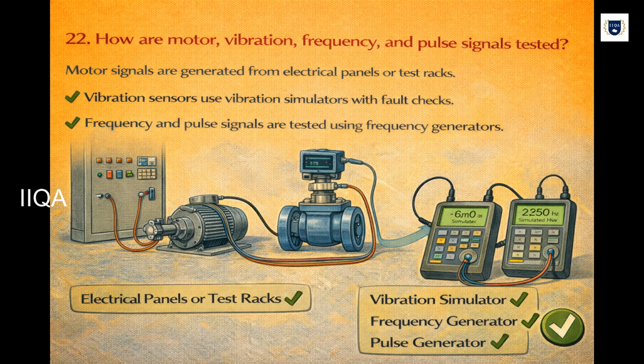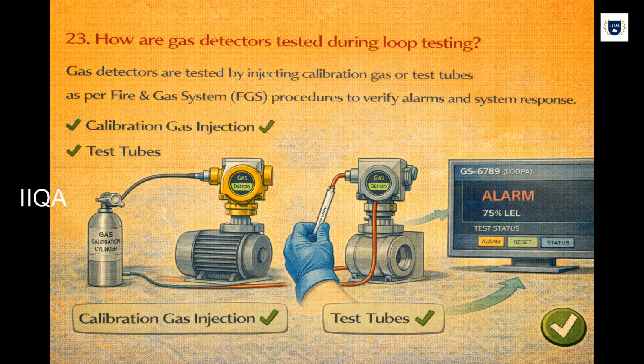How are motor, vibration, frequency, and pulse signals tested? Motor signals are generated from electrical panels or test racks. Vibration sensors use vibration simulators with fault checks. Frequency and pulse signals are tested using frequency generators. How are gas detectors tested during loop testing? Gas detectors are tested by injecting calibration gas or test tubes as per Fire and Gas System (FGS) procedures to verify alarms and system response.